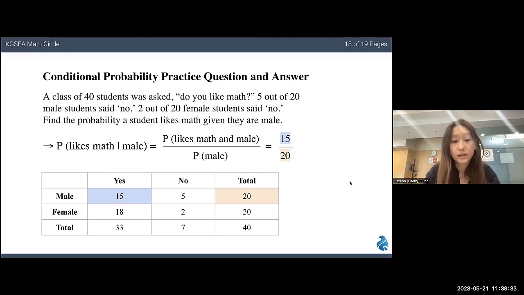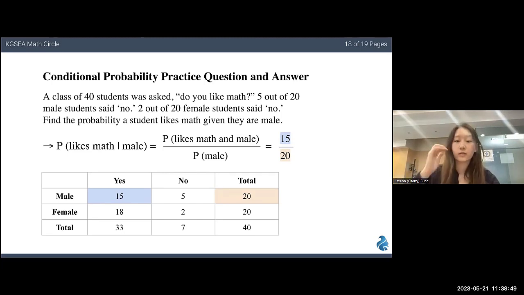Here's one practice question using conditional probability. A class of 40 students was asked, do you like math? 5 out of 20 male students said no, and 2 out of 20 female students said no. Find the probability that a student likes math given that they are male.